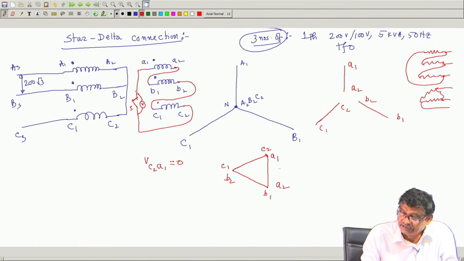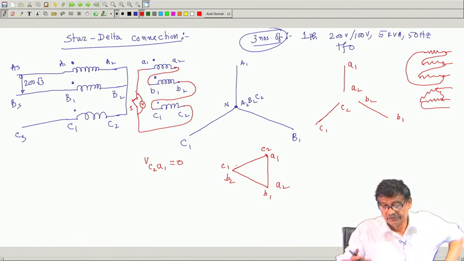So, this is a successful delta connection. We will continue with this in the next class.